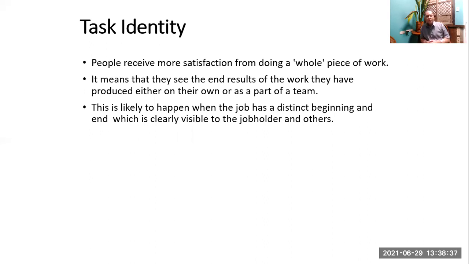Okay, so people receive more satisfaction from doing a whole piece of work, and it means that they see the end results of the work they have produced either on their own or as part of a team, and it's likely to happen when the job has a distinct beginning and end, which is clearly visible to the job holder and others. Okay. When we talk about task identity, it's not just about enumerating what are the different tasks that are to be performed.